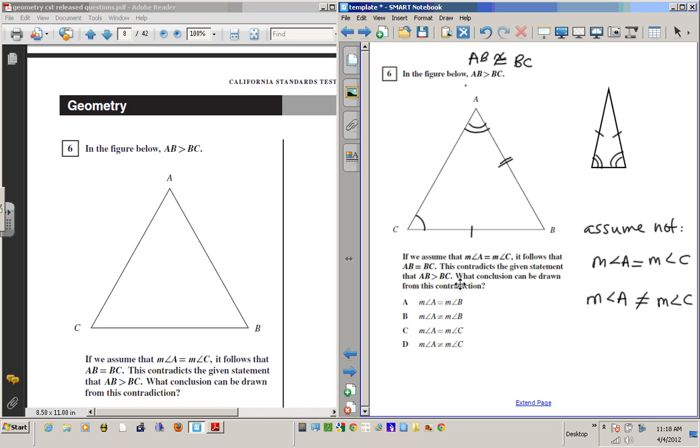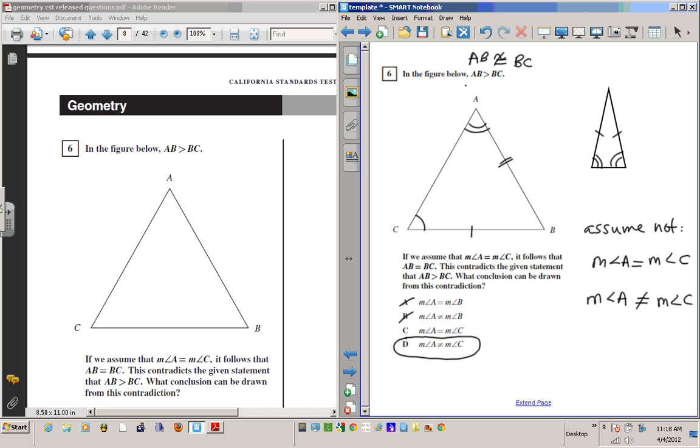So what conclusion can be drawn from this contradiction? Measure of angle A equal to measure of angle B? No. Measure of angle A is not equal to measure of angle B. That has nothing to do with this side. No. Measure of angle A is equal to measure of angle C. That's what we said was false. So the opposite of that, which is measure of angle A is equal to measure of angle C. That's your answer right there.